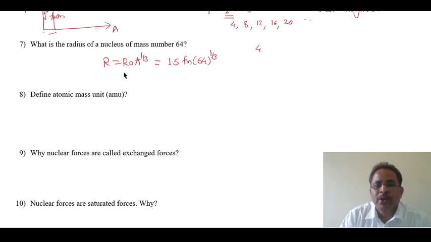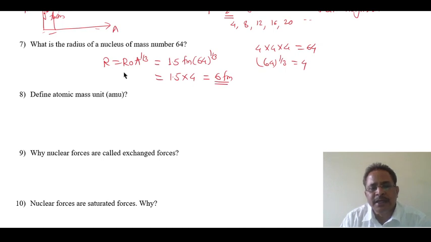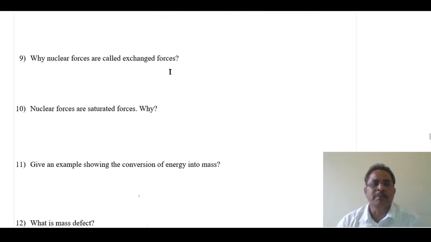As we all know, 4 into 4 into 4, that is the third power of 4, gives you 64. Therefore 64 raised to 1/3 must be equal to 4. So if I use it there, then this becomes 1.5 into 4, and therefore it becomes 6 Fermi. So this is the radius of that element which contains 64 nucleons. This can be calculated by this formula, which is called the semi-empirical mass formula.